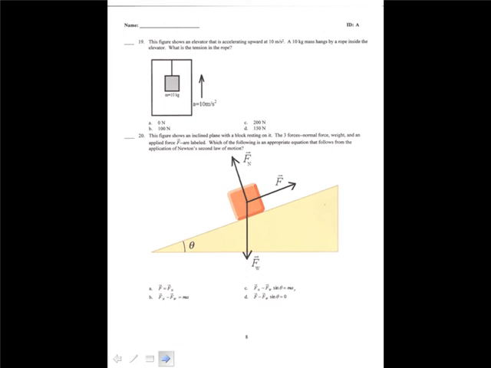This figure shows an elevator that is accelerating upward at 10 meters per second squared. What is the tension in the rope? 10 kilogram mass. I'm going to draw my vectors. This is the tension. This is the force weight. Apply Newton's second law. Sum of the forces equals ma. The tension minus the weight equals ma. Solve for the tension. That's force weight plus ma. The force weight is the mass, 10 kilograms, times 9.8.